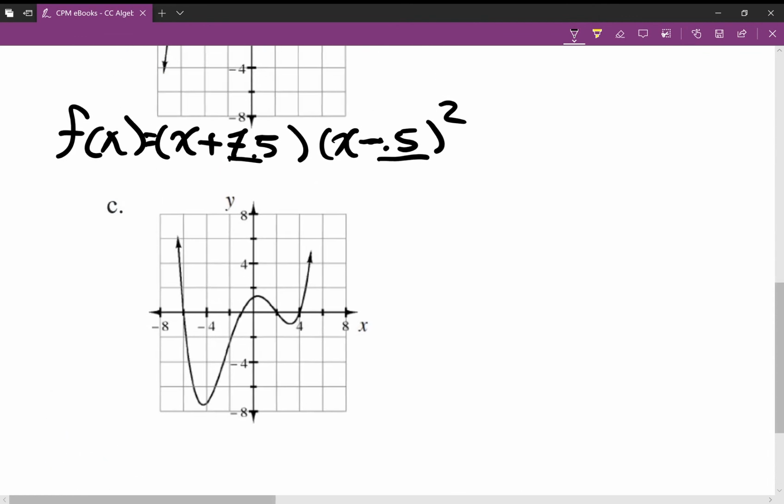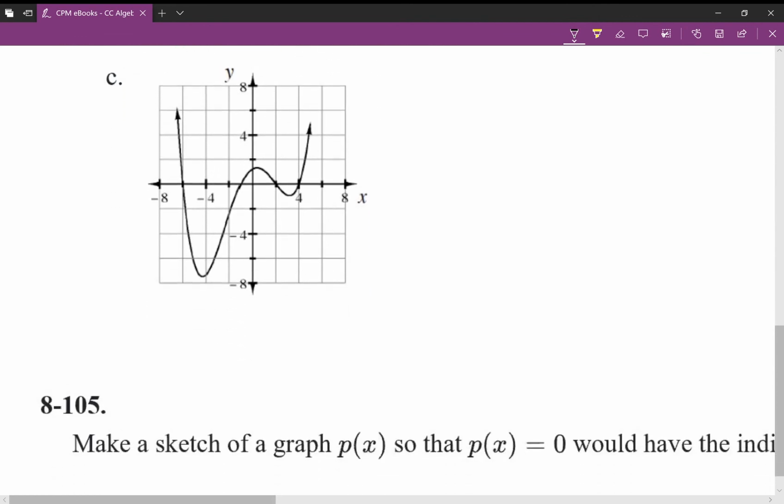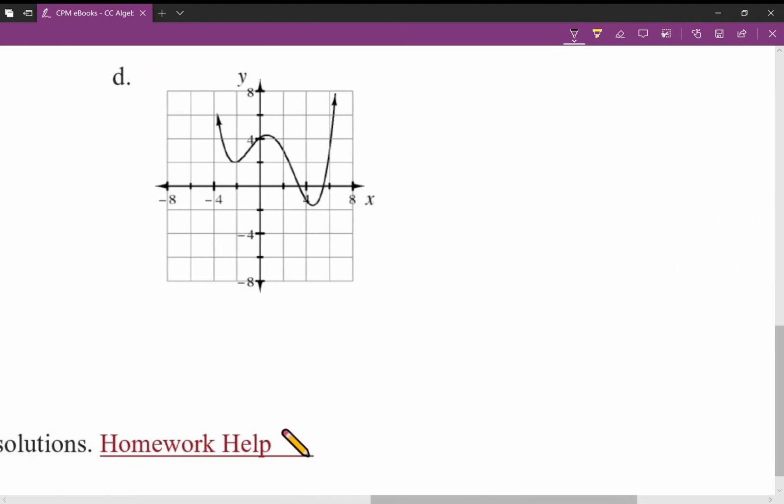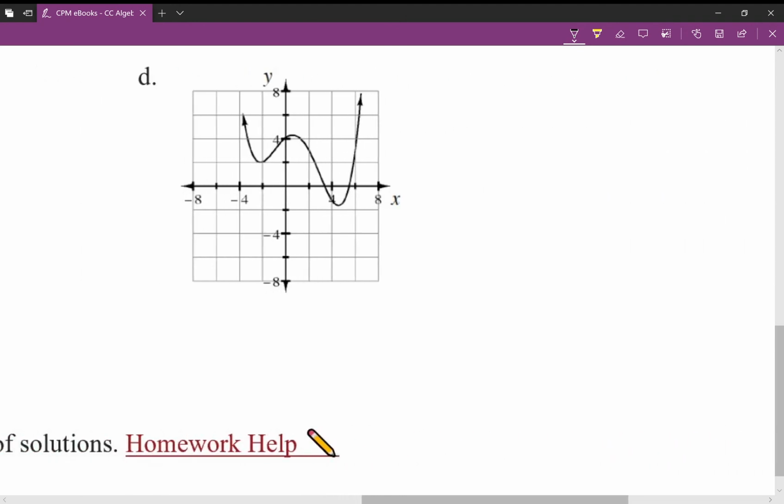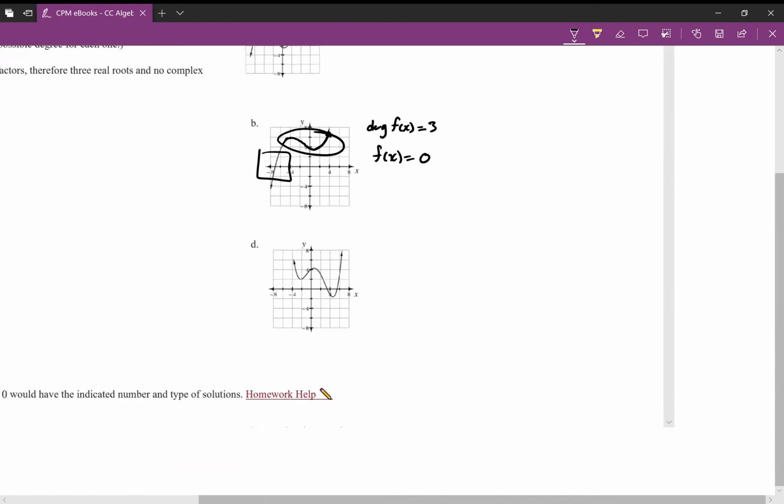And of course, here on letter C, we have 1, 2, 3, 4 linear roots. And over here, it's a combination, and I'm going to let you guys figure that out. I hope these help.